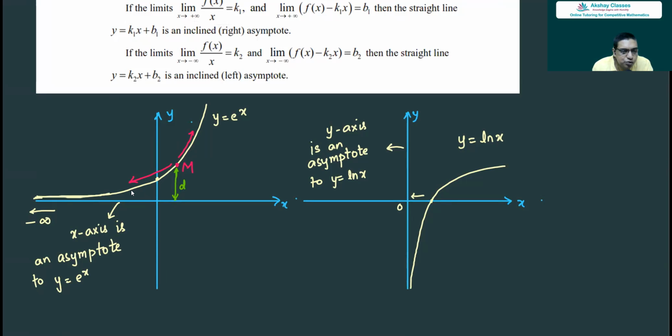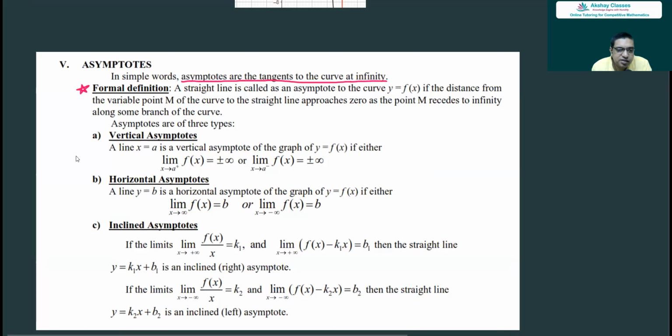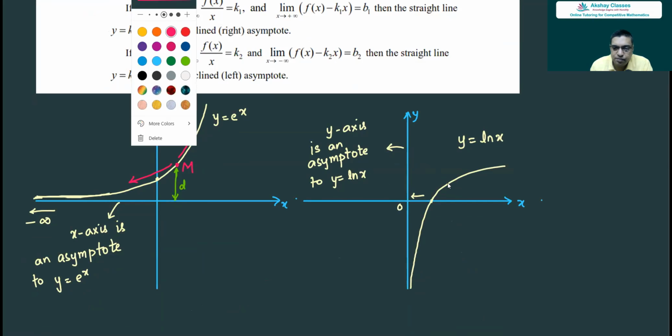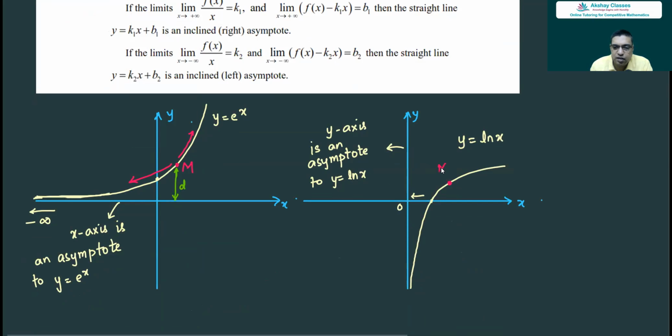As m goes to infinity, as m is moving towards infinity along some branch, if the distance between this point m on the curve and that particular straight line under consideration goes to 0, if the limiting value of that distance is 0 as m goes to infinity, then that particular line is called an asymptote. So same here, we take the point m, and the distance from the y-axis is considered here.